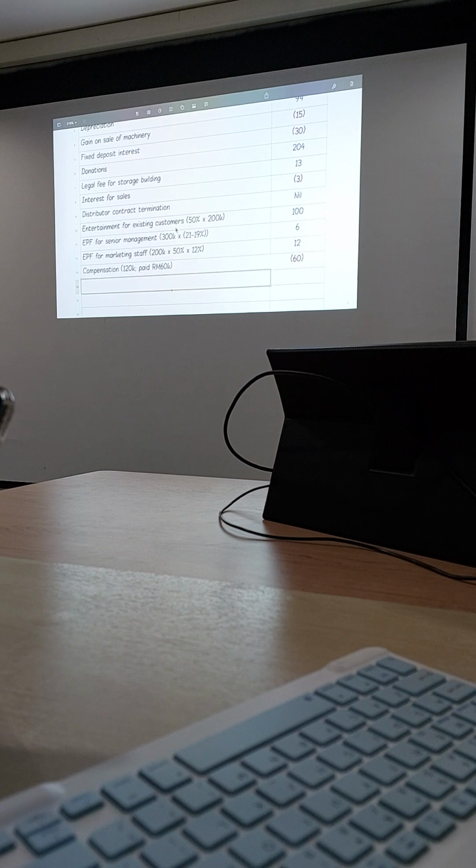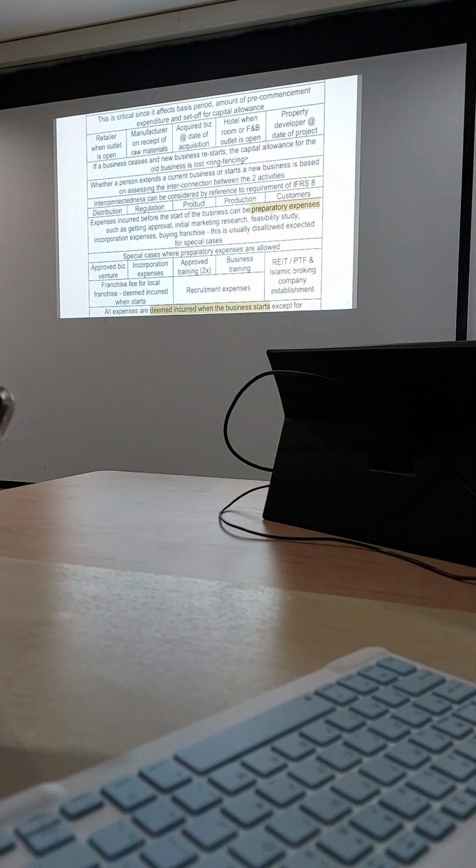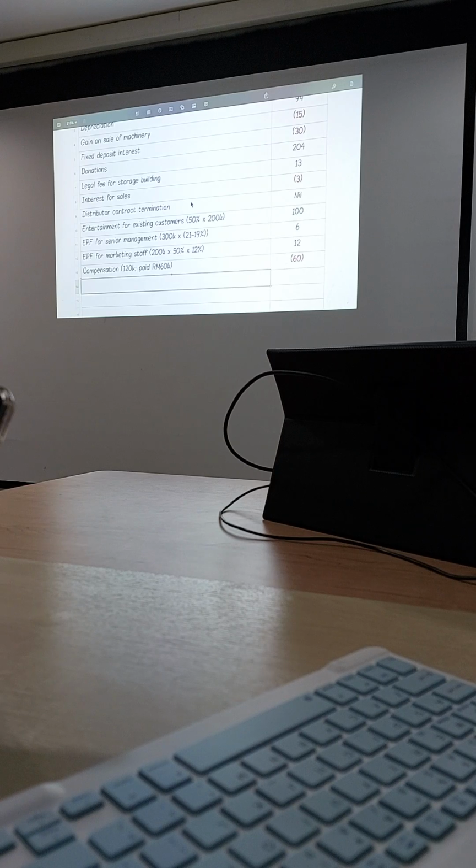Okay, next one. Repair and maintenance include 66,000, including the repair of the storage building purchased in December 2021 for storage of raw material. The extensive repair was carried out immediately after purchase. So this 66,000 looks like an add back because it is capital expenditure, repair for storage building 66. Are you okay?